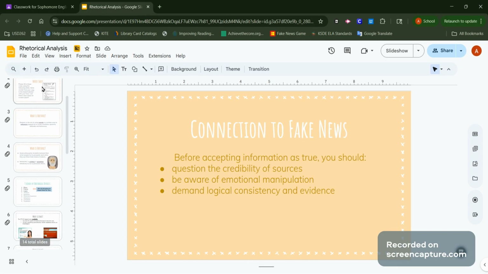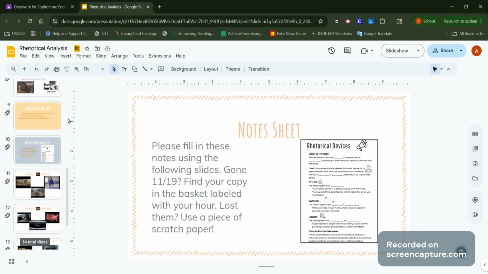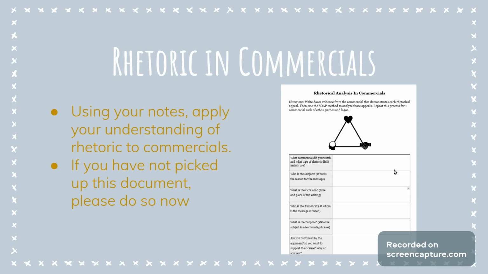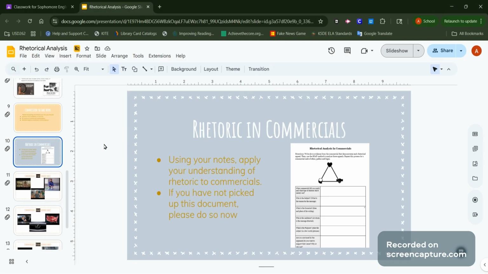Once you have completed filling in these notes, you will want next to pick up a sheet that looks like this. It will say rhetorical analysis in commercials, and gives you those directions. There's a little triangle, and keep your notes with you because that will help you. So you're going to write down evidence from the commercial. You're going to see commercials here in a second. So write down evidence that demonstrates each rhetorical appeal. Then use your SOAP method to analyze those appeals. You'll repeat this process for one commercial each of ethos, pathos, and logos.